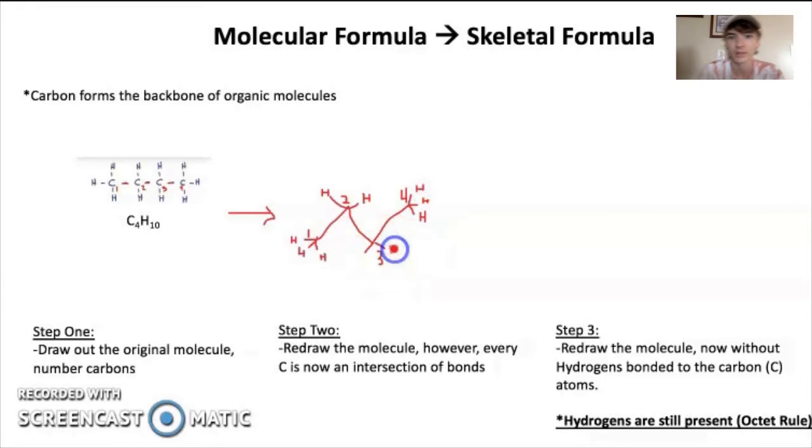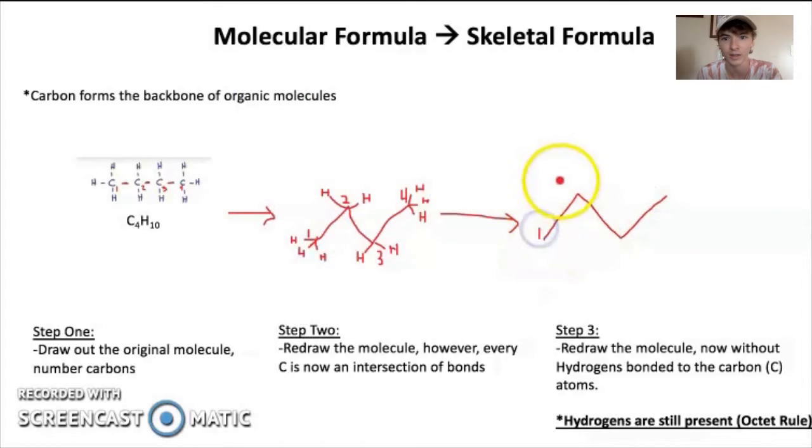Finally, in step 3, I'm going to redraw this molecule without having the hydrogens present, and just having the simplified skeletal formula of the carbons. As you can see, the carbons are here, and we still have the exact same molecular formula. That does not change.